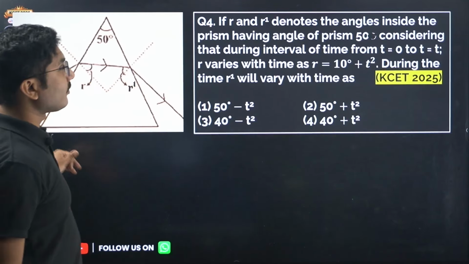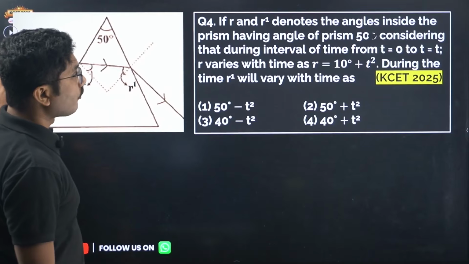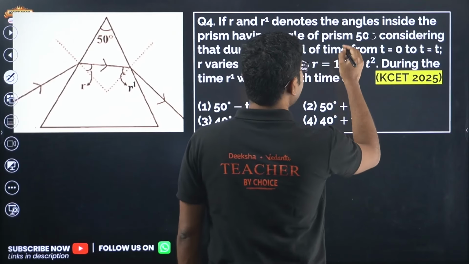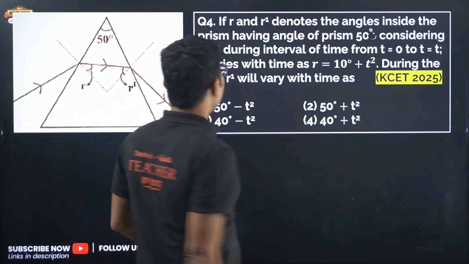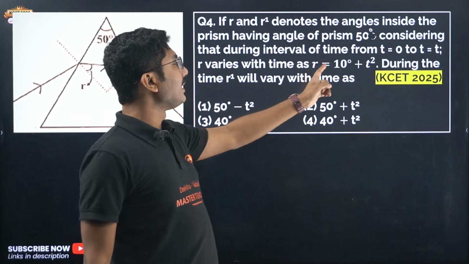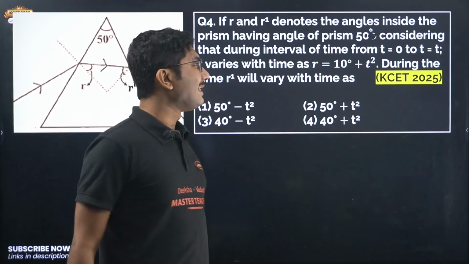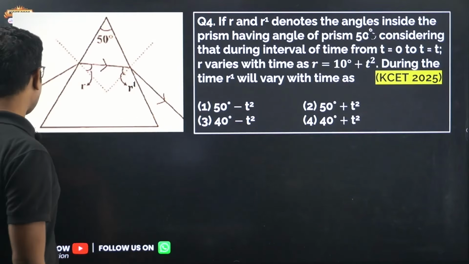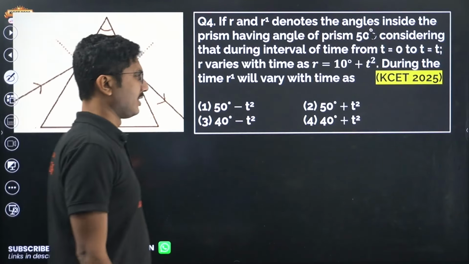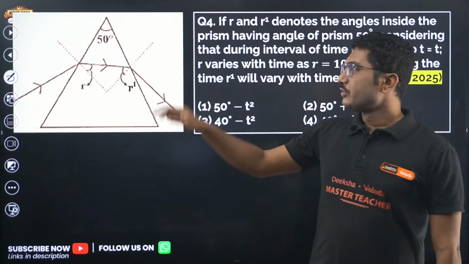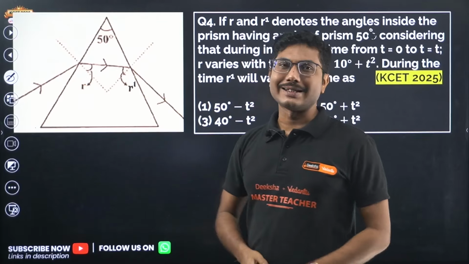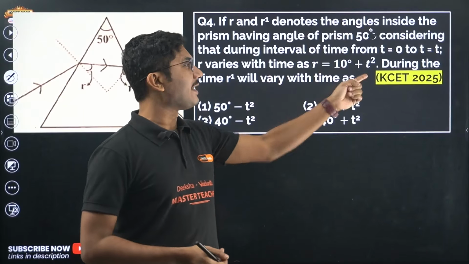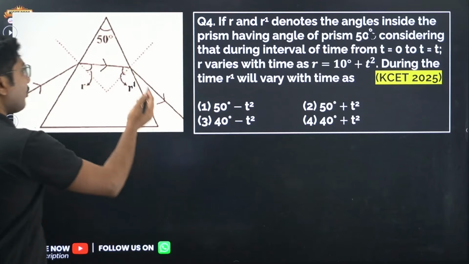During the interval of time from t equals 0 to t equals t, small r varies as r equals 10 degrees plus t square. During the time, r1 will vary with time as? So, interesting question, very easy question actually. They have given you r and r1, and they said that r varies according to this equation. So if r is varying according to this equation, how will r1 vary?